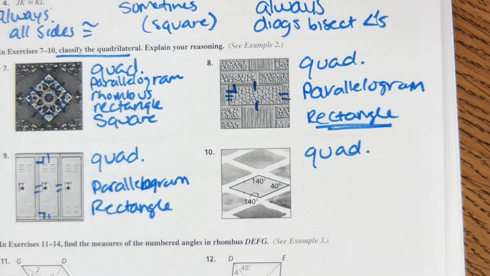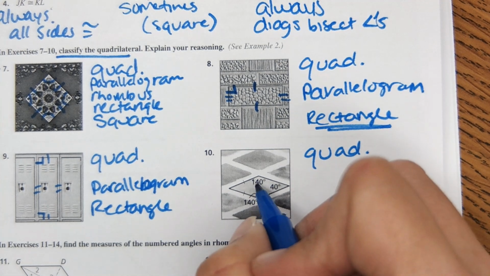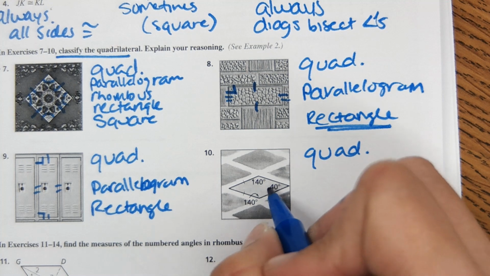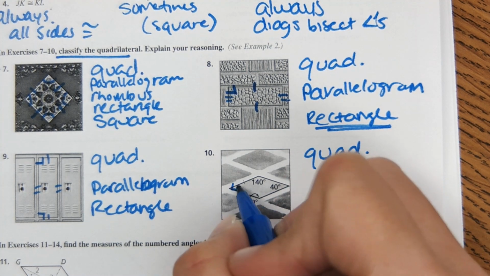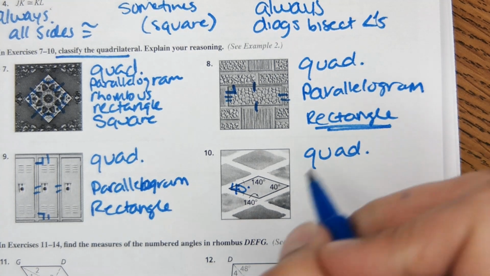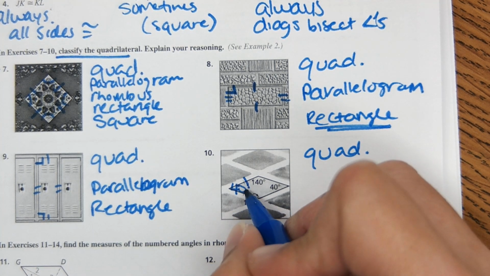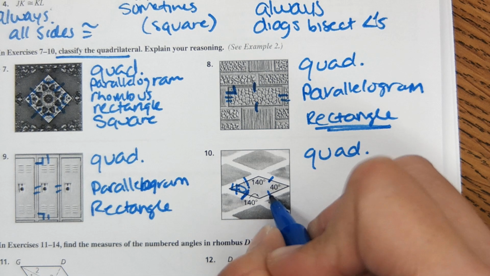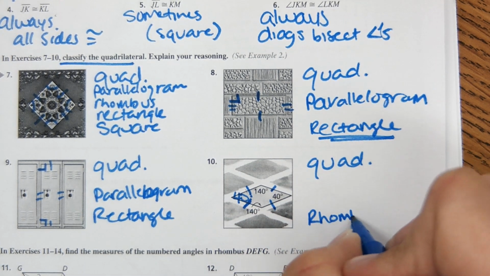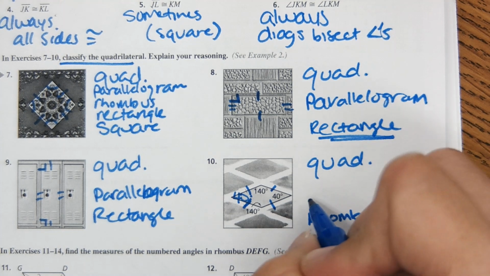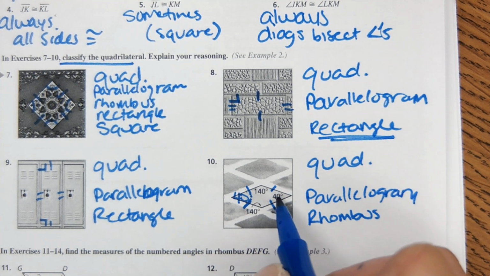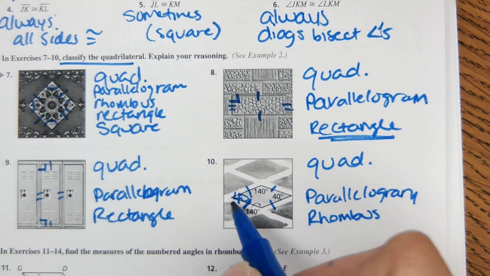And then number 10, quadrilateral, because it has 4 sides, shows these opposite angles equal. The angles of a quadrilateral add up to 360, so this would have to be 40 degrees if you subtracted that. And then from here, let's see, it shows these two sides are equal. These are also equal to that. It is a rhombus, most specifically. And then it's also a parallelogram. I know it's a parallelogram because opposite angles are equal, also opposite sides are equal.